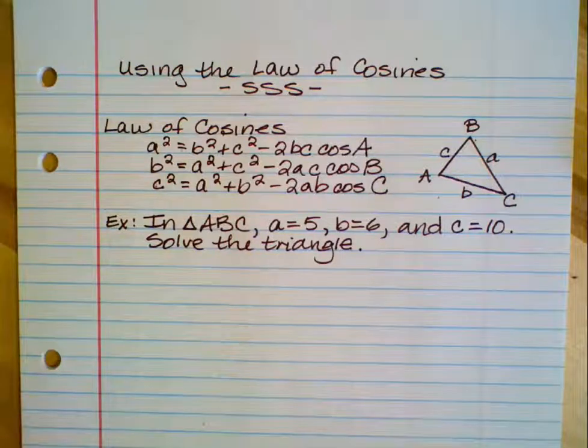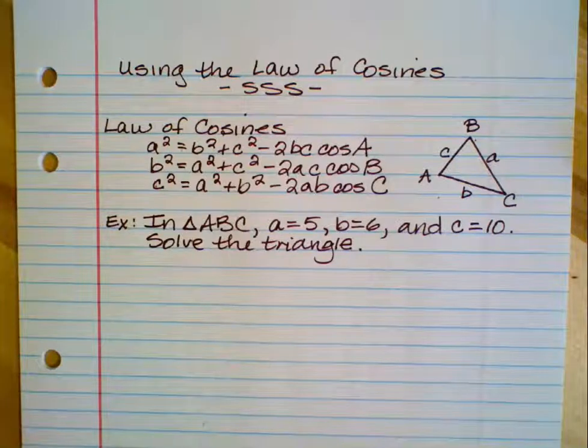Okay, so in the case of our example here, triangle ABC has side length A of 5, B has a length of 6, and C has a length of 10, and we're asked to solve the triangle. In other words, find the measures of the three angles, angle A, angle B, and angle C.